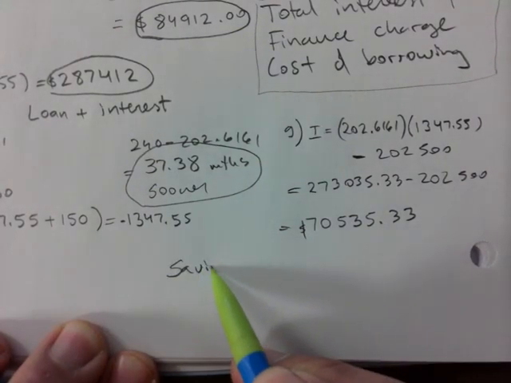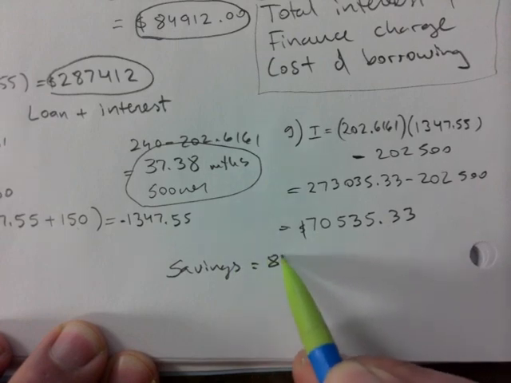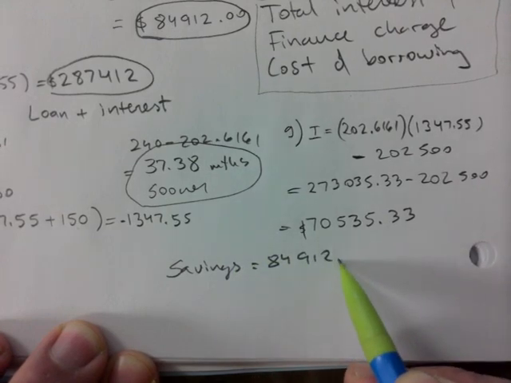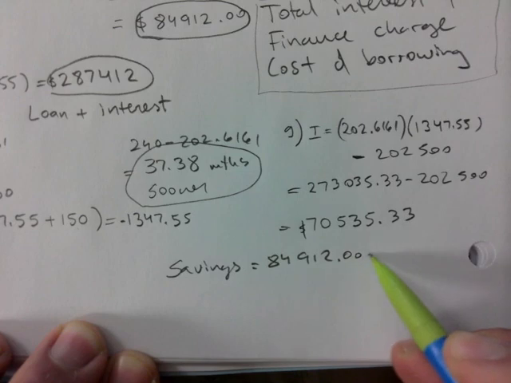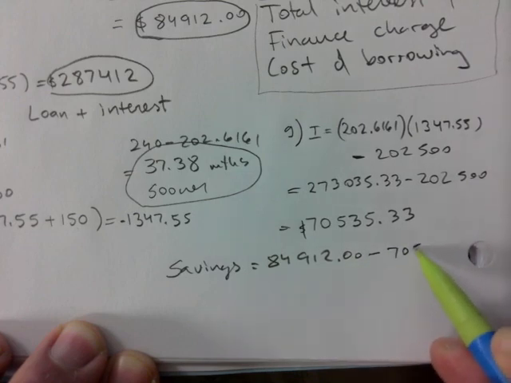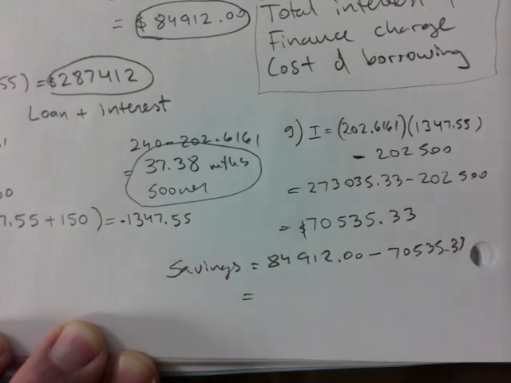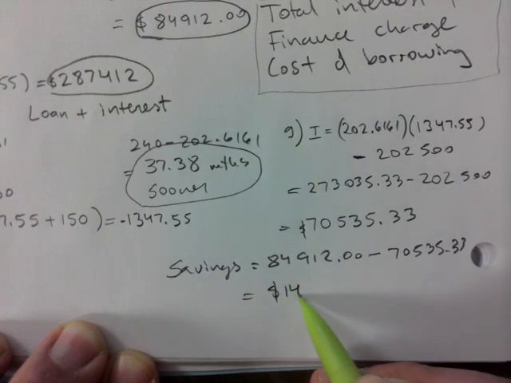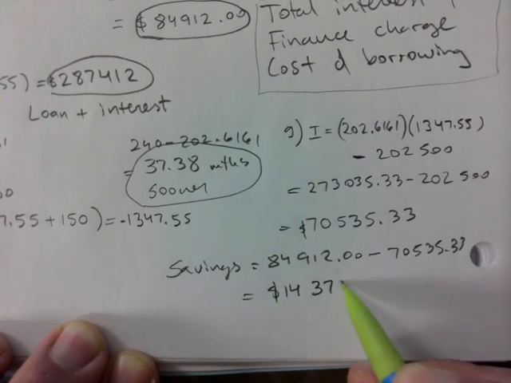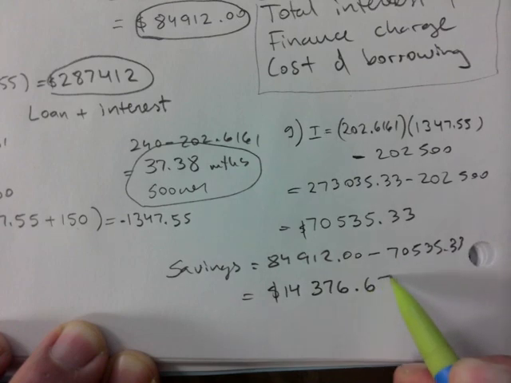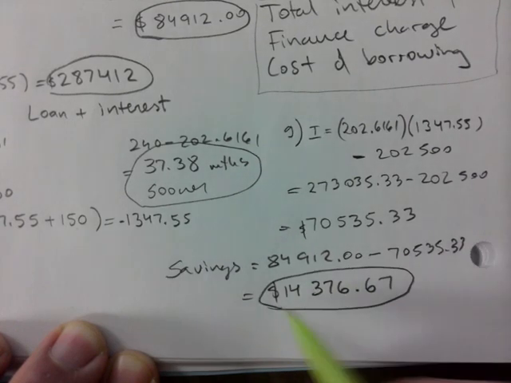Savings would be 84,912.00 minus 70,535.33. So you saved 14,376.67. How about that?